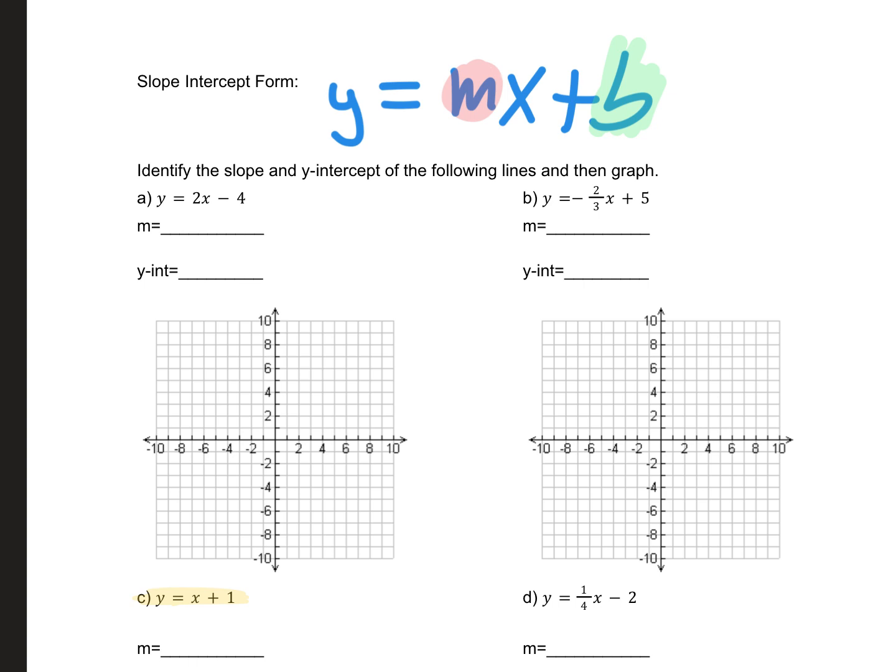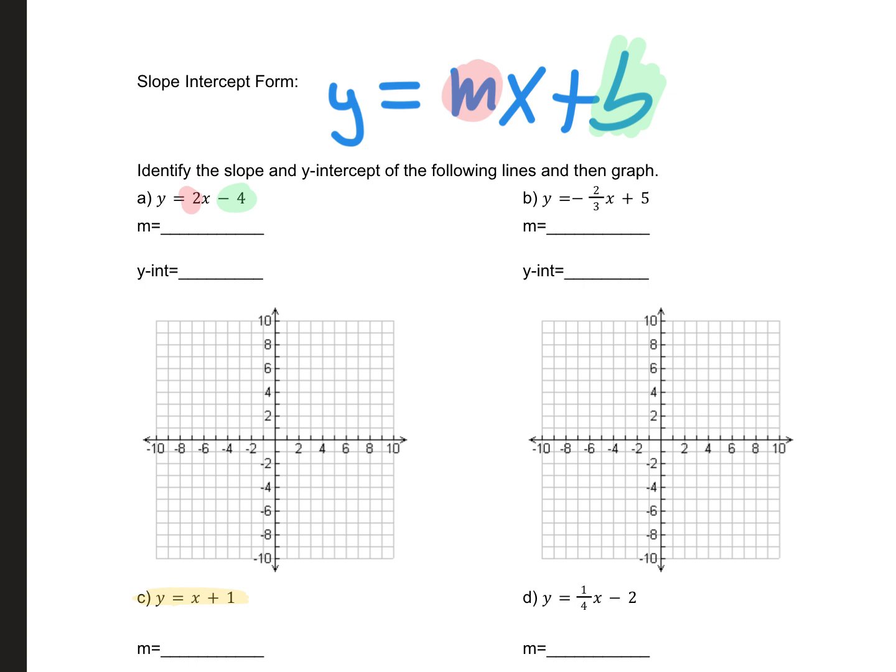So, if we look at example A to start, our m value is actually 2, because that's the number in front of our x variable. And then our b variable is represented by -4. The nice thing about this form is we don't have to do any work to figure out what our slope is and what our y-intercept is. And if you don't remember, slope is represented by the letter m.